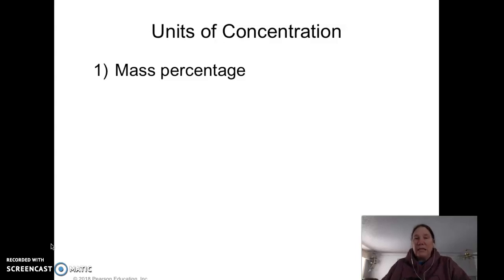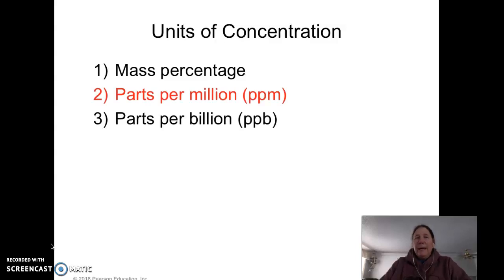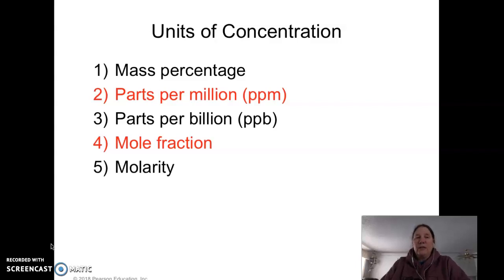One's called mass percentage. And you'll see that if you have your cleaning products at home, they'll give you a percentage. You'll also see this in medications. Parts per million and parts per billion are done a lot with testing. If you're testing water quality, they'll say the copper is 1 part per million or 1 part per billion or something like that. So that's a common way. Mole fraction is something I'll show you. It's the moles of the solute divided by the moles of the solution. And again, I'll show you how to do that.